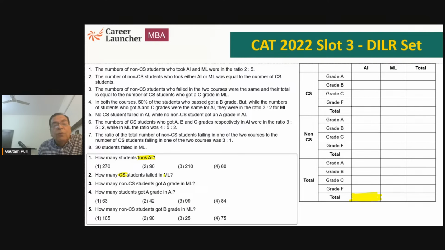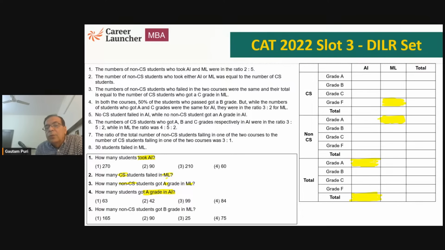How many CS students failed in ML? How many computer science students failed in ML? This is the second thing that we need to find out. How many non-CS students got an A grade in ML? Non-CS students getting an A grade in ML is the third thing that we need to find out. Question 4. How many students got an A grade in AI? How many students got an A grade in AI? That is this number.